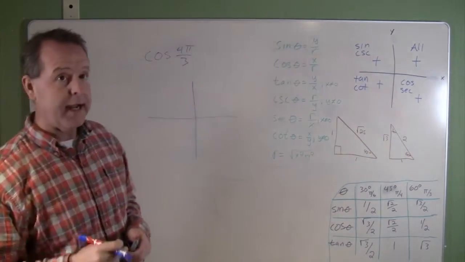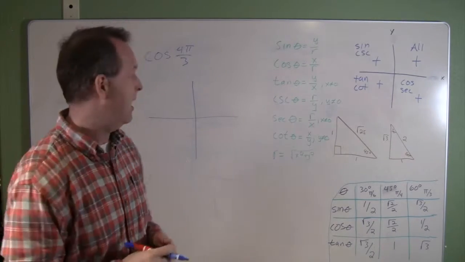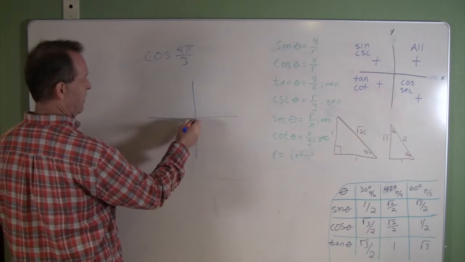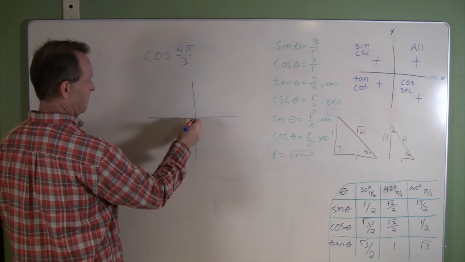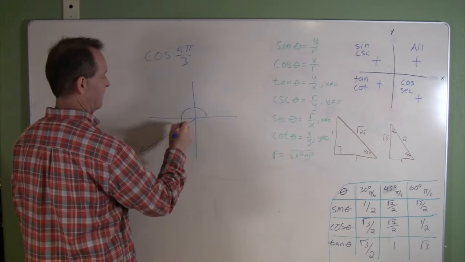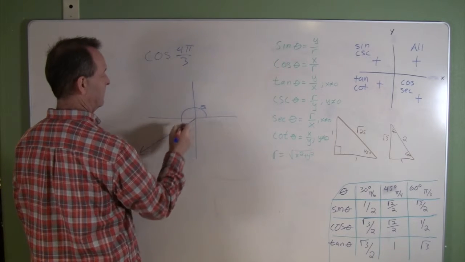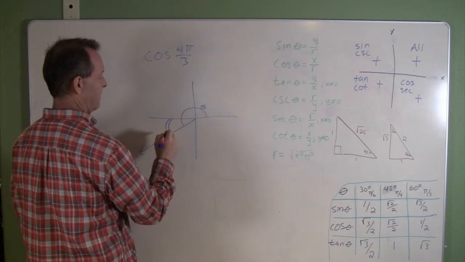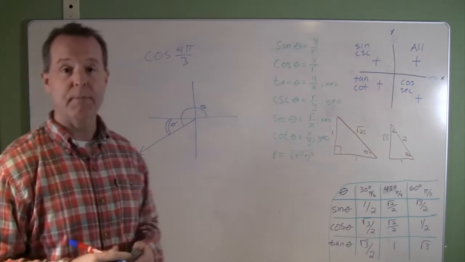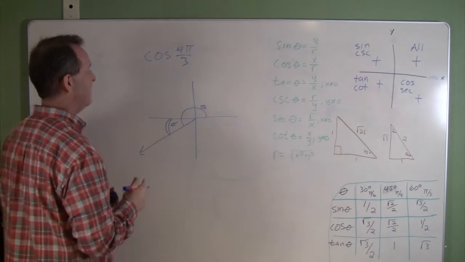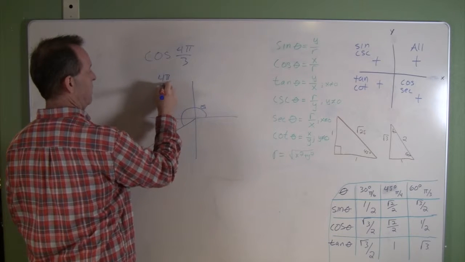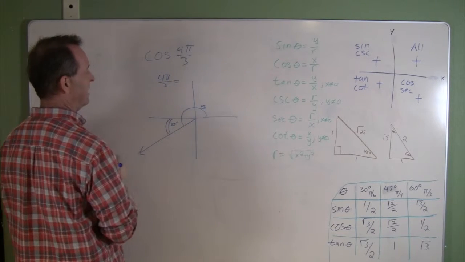So 4/3 pi, well, that looks like it's a little bit past pi. So 4/3, one pi plus another third. So that's my theta. The angle to its closest x-axis, which is my theta prime, is my reference angle. So that reference angle is taking 4 pi thirds minus a pi from that.